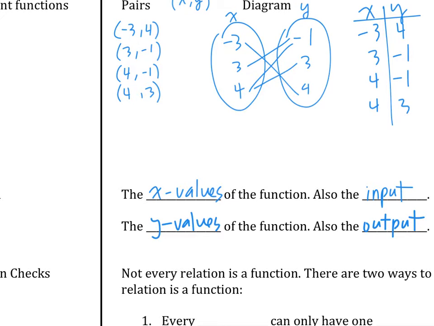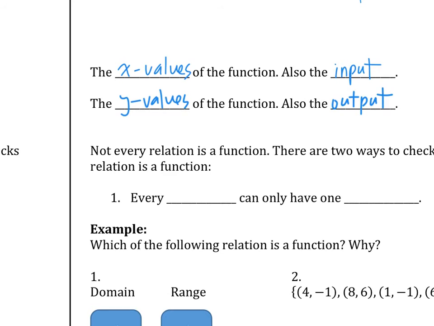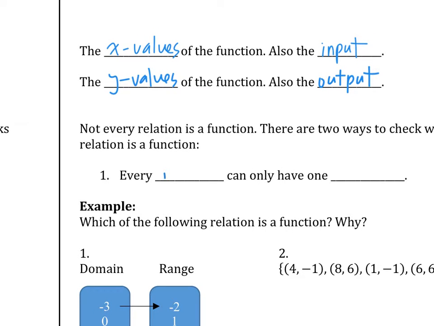Okay, now we have some function checks. Not everything that exists in life is a function. So we have this idea of what's a function and what's not a function. There are a few things you can do to check. First, every input can only have one output. So every x can only have one y coming out. But y's can have 2 x's. That's okay. Just x can only have one y.